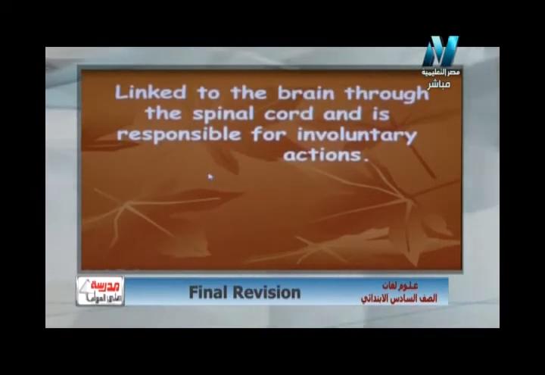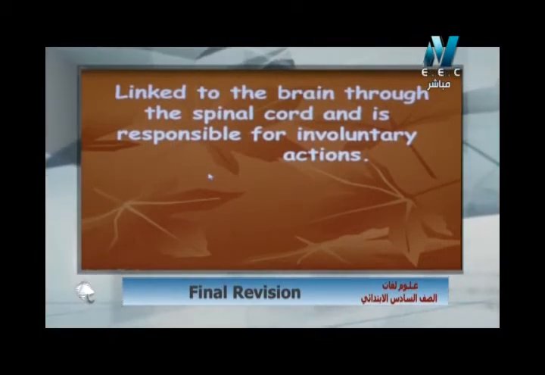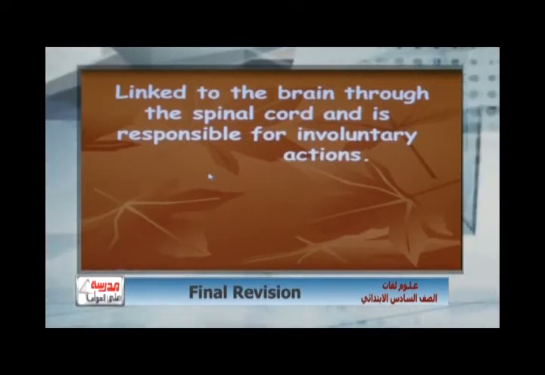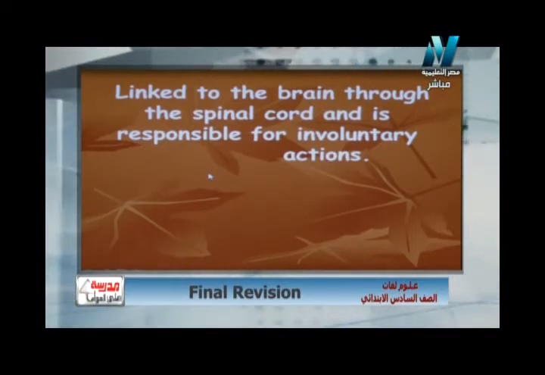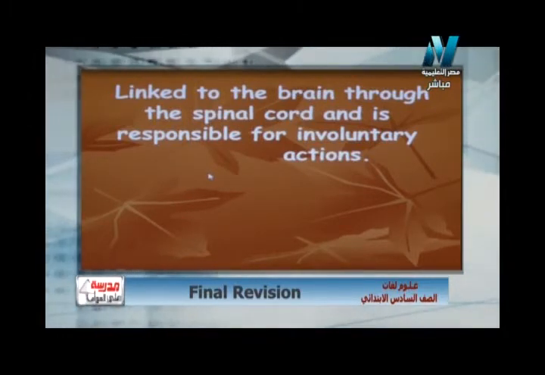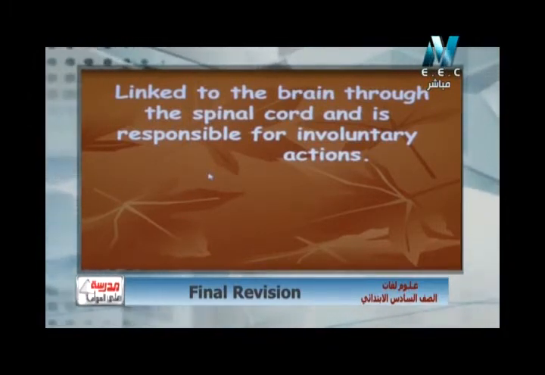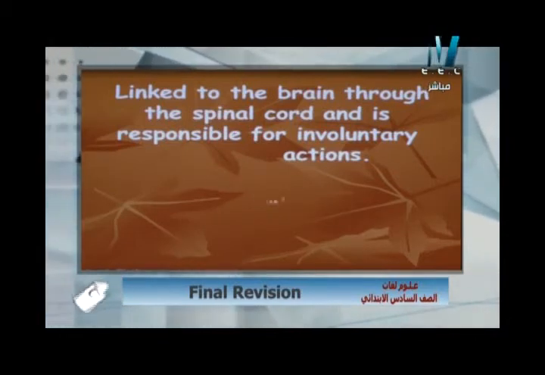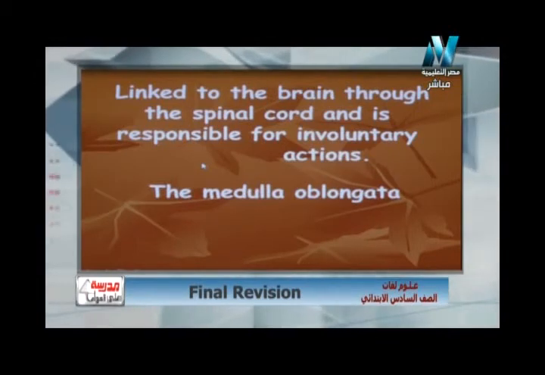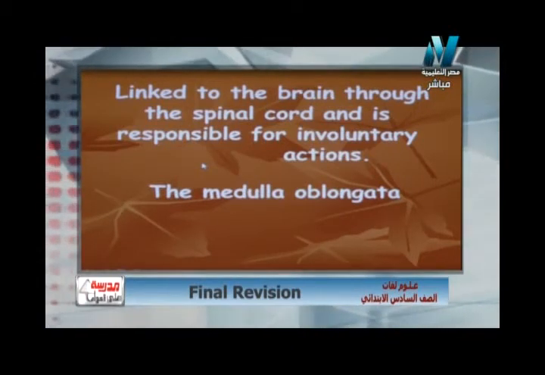Another question, link it to the brain. link it هنا معناها joint يعني مرتبط. Joined to the brain or linked to the brain through the spinal cord and it's responsible for involuntary actions. بيقول لي هنا هو عضو مرتبط بالبرين عن طريق spinal cord، وهو كمان مسؤول عن involuntary action. So it will be the medulla oblongata أو النخاع المستطيل أو جذع المخ.